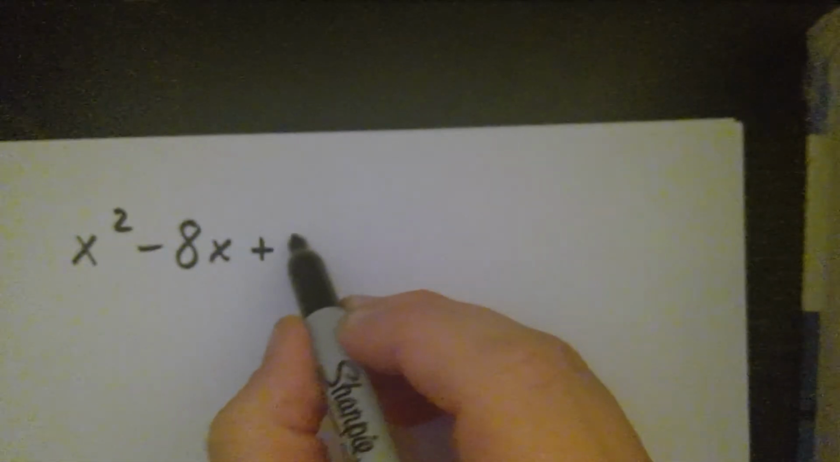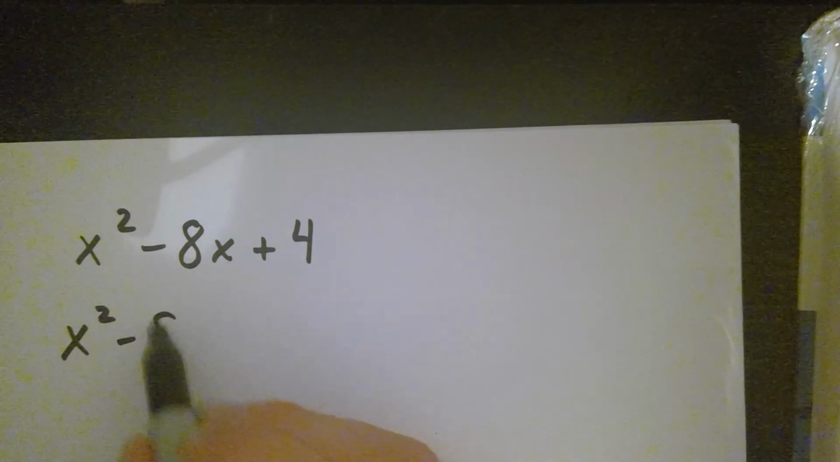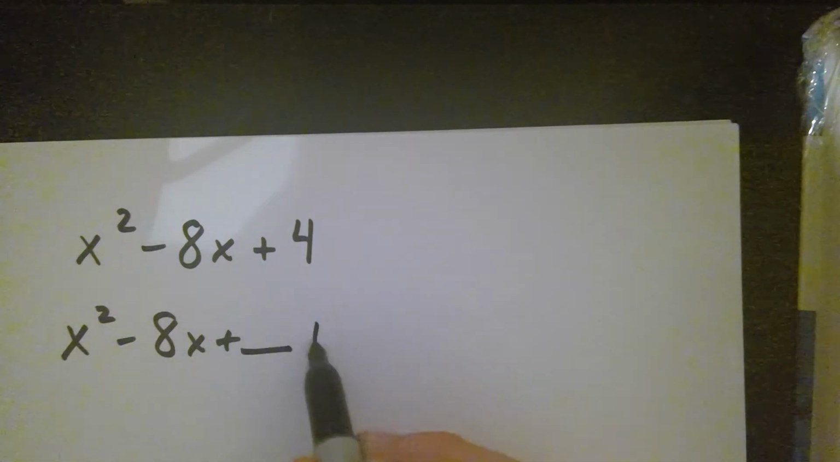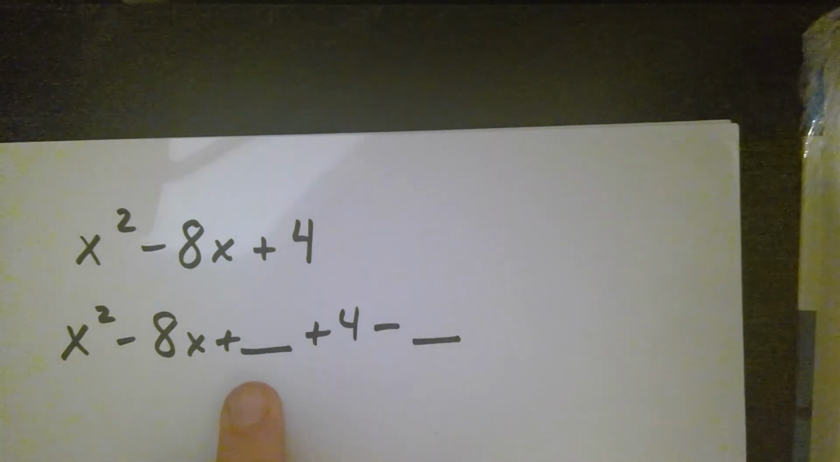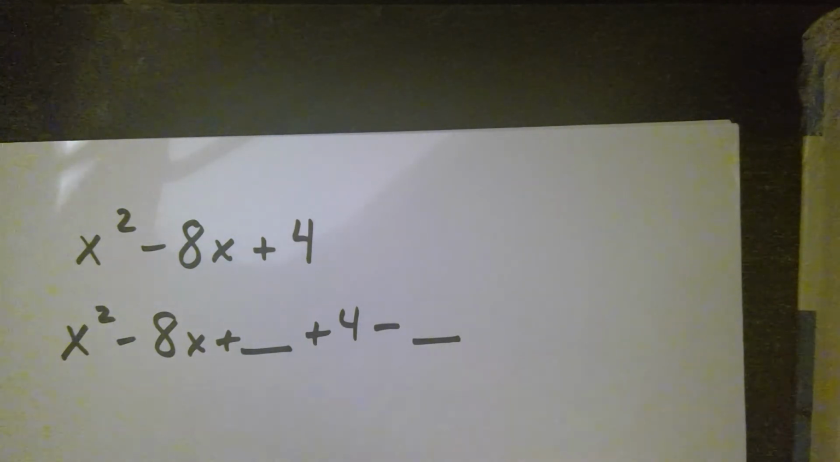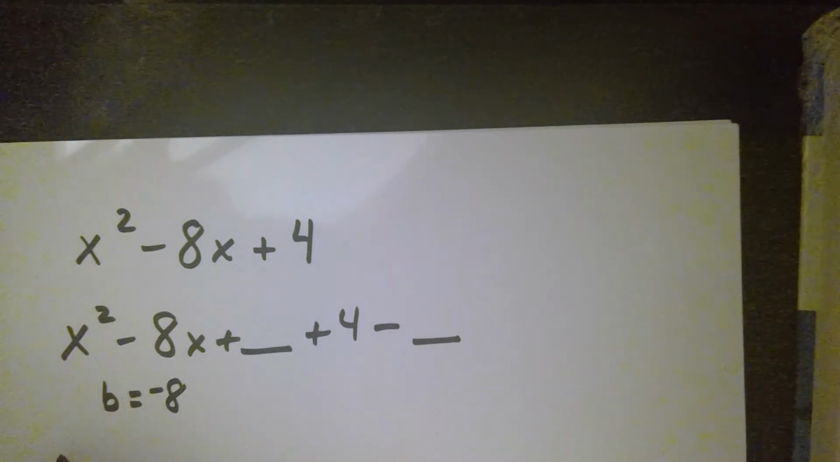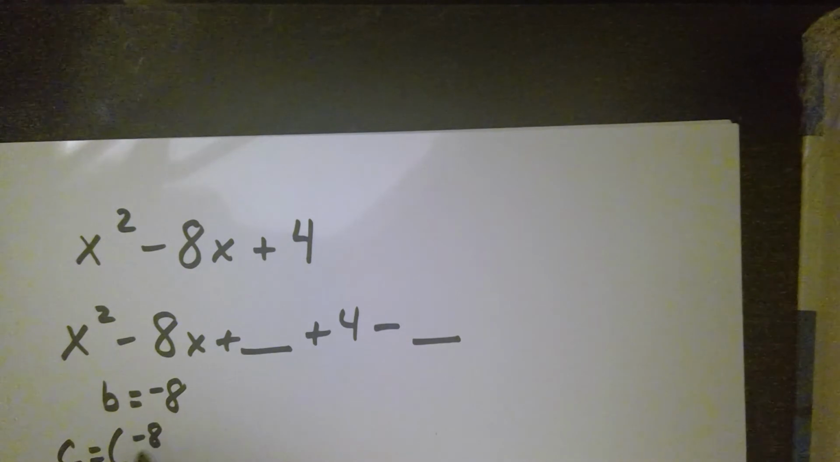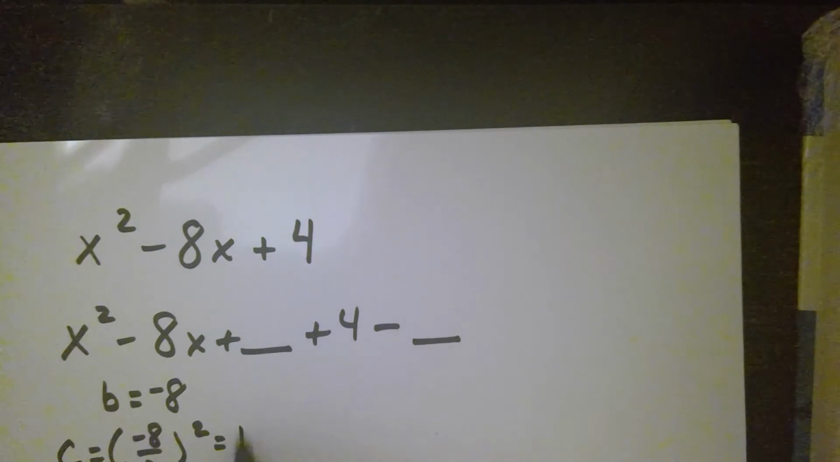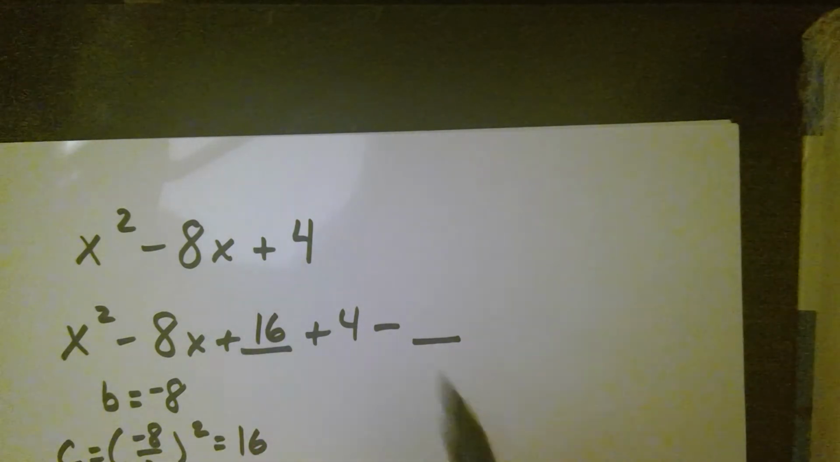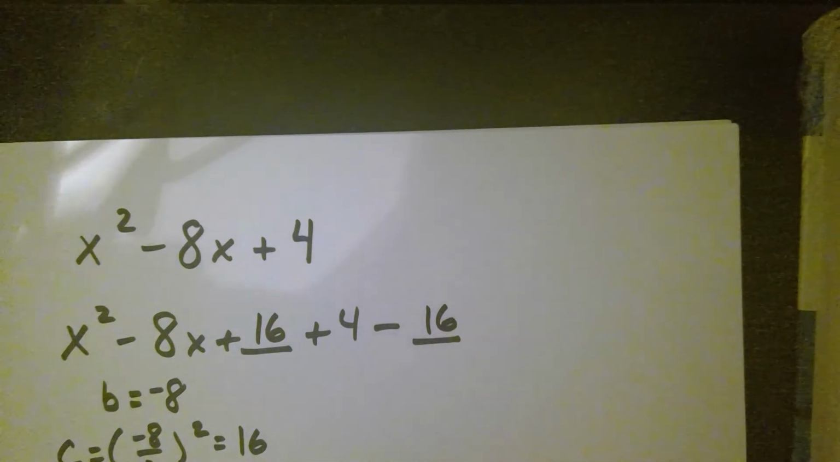So let's take a look at one last problem: x squared minus 8x plus 4. Okay, so I'm going to go ahead and put in my blanks. Plus blank, plus 4 minus blank. If we add something, we have to take it out as well, because that's going to make 0. Now I know b equals what? Negative 8. So c equals negative 8 over 2 squared, which equals 16. So if I add 16, I have to subtract 16.